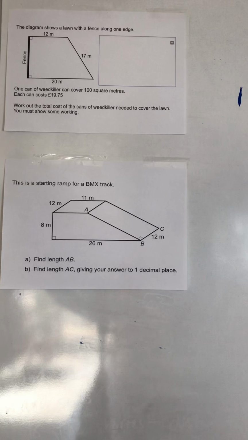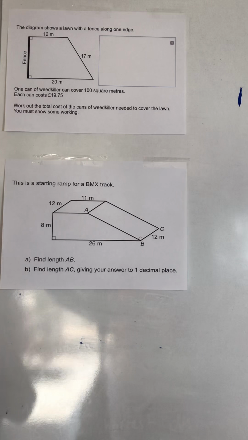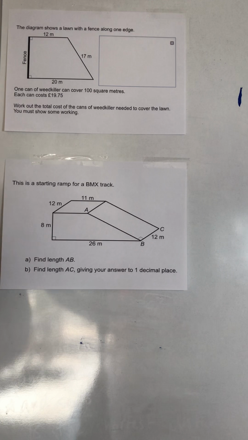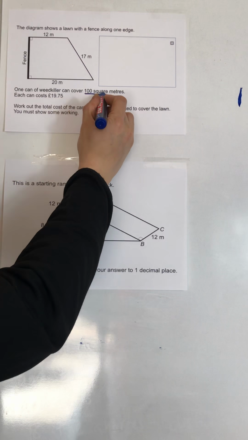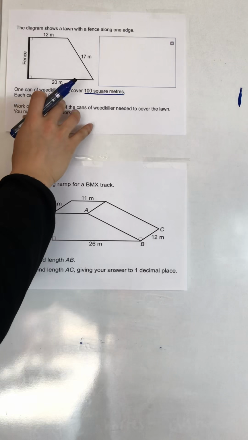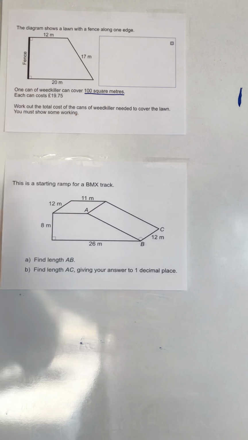Okay, Year 9, some more mathswatch help for you, and I can see why this is a challenge because you're using multiple grade 4 and grade 5 skills to do this, and you have to remember them and apply them all at the same time. Now, the diagram shows a lawn with a fence along one edge, and you've got a can of weed killer that covers 100 square metres, and each can costs £19.75. So this is obviously area because we want to spray this whole lawn with weed killer.